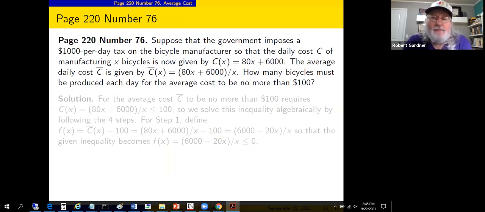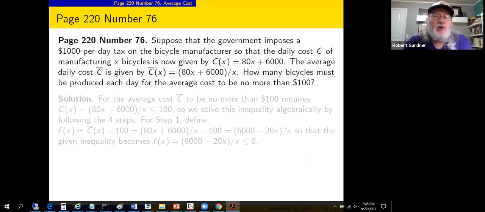Okay, one final one, applied problem. Suppose that the government imposes a $1,000 per day tax on the bicycle manufacturer so that the daily cost C of manufacturing X bicycles is now given by C of X equals 80X plus 1,000. The average daily cost, C bar, is given by C bar of X equals 80X plus 6,000 divided by X.